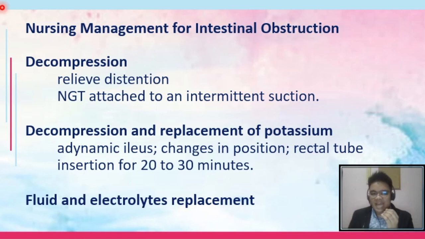How do we do that? To do the decompression, we insert a nasogastric tube. This nasogastric tube is usually attached to an intermittent suction. The purpose of the suction attached to your nasogastric tube is to drain the fluids and the gases from the intestines, hence doing decompression or addressing the distension of your patient.